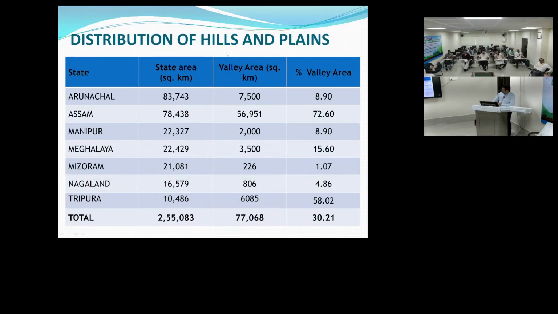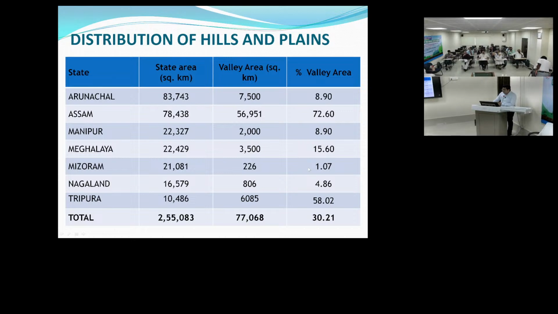So this is the distribution of hills and plains. You can see valley area. Mostly for the groundwater component, we consider valley area. In Arunachal, the valley area is 8.9, Assam 72.60, Manipur 8.9, Meghalaya 15.6, Mizoram is very low, 1.07.